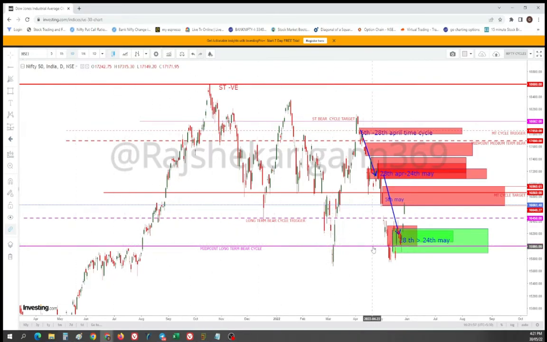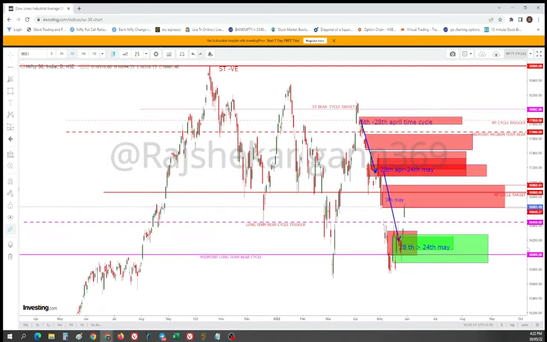So as long as this holds, the sell-off is paused. Unless we break this, we won't see any sell-off. If it stays, we will range in the same cycles. We might have short-term up moves and down moves in this entire area, right?